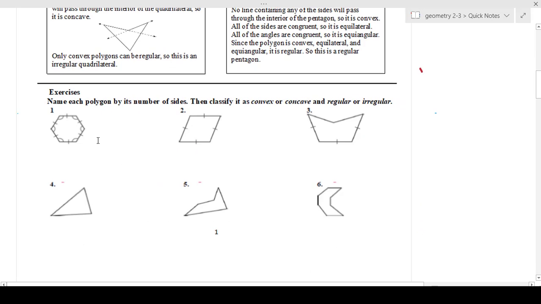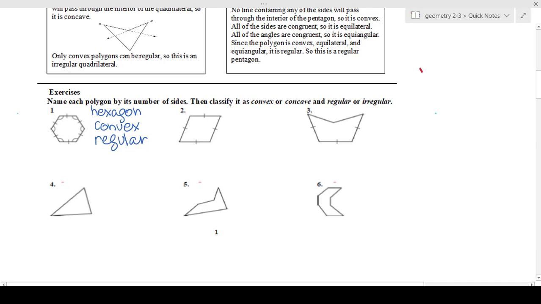Here, he wants me to name each polygon by its number of sides, then classify it as convex or concave and regular or irregular. Now, the first shape. This is a hexagon. It has 6 sides, so it's called a hexagon. It is classified as convex because it is regular. All of the sides are equal and all of the angles are equal as they appear in the figure.